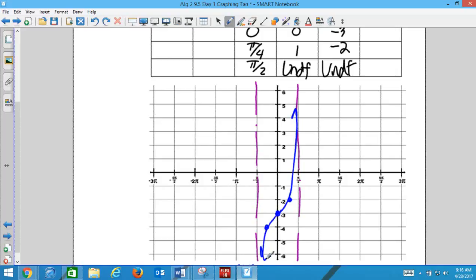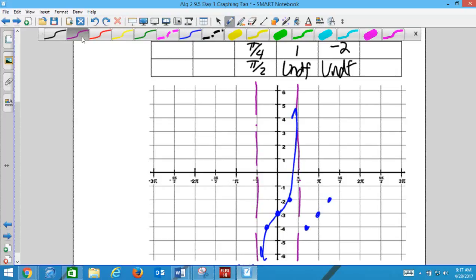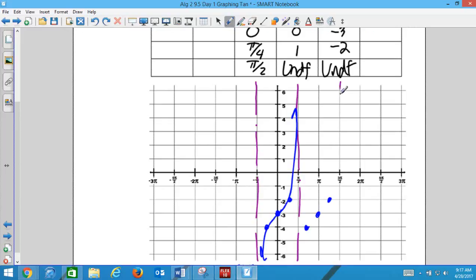Would the graph ever not go up? Would the graph ever not go from left to right up? Well, what would be reflection? I mean, what would the equation look like? Negative. Yeah, negative in front.